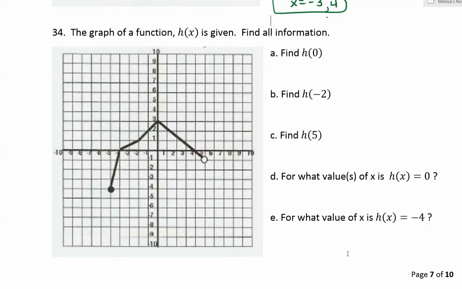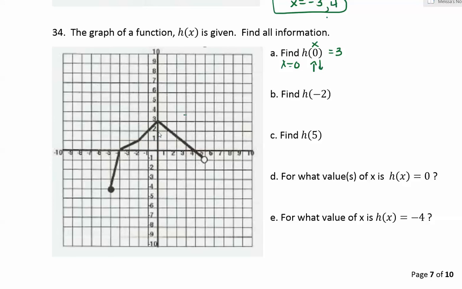Let's try this with another graph. This graph is called h of x. Let's find h of 0. So go to x equals 0 and go up or down to find your y. So at x equals 0, if I go up, I hit the graph at 3. So h of 0 is equal to 3.